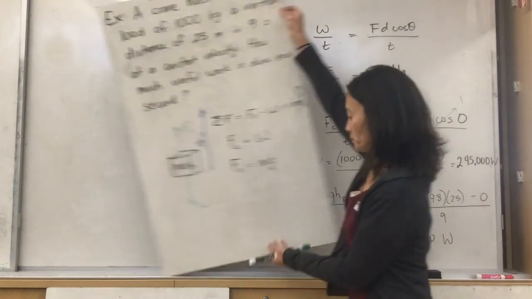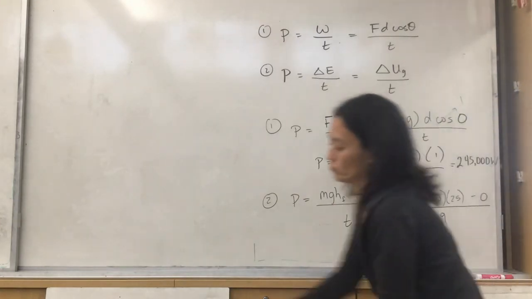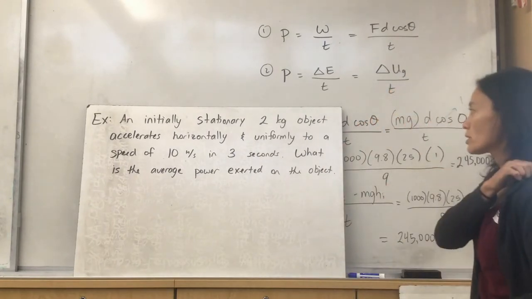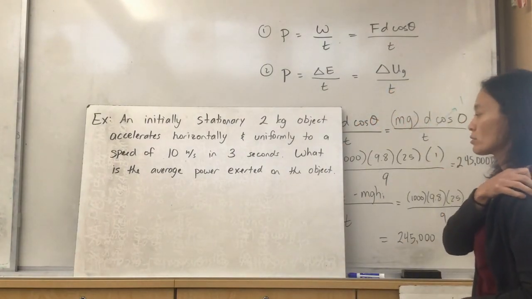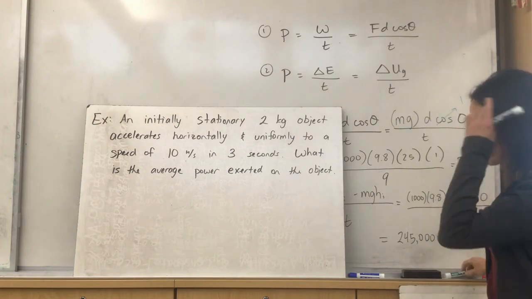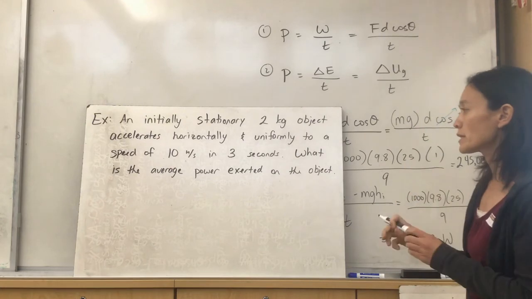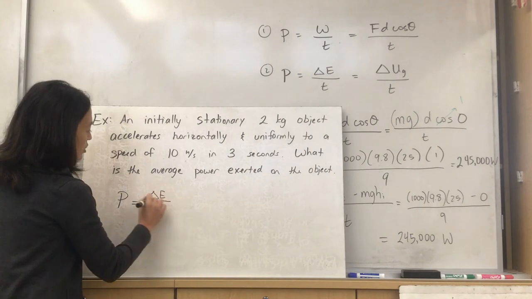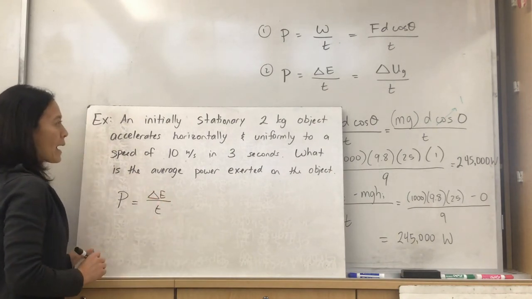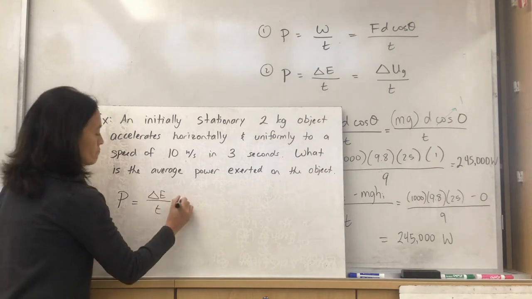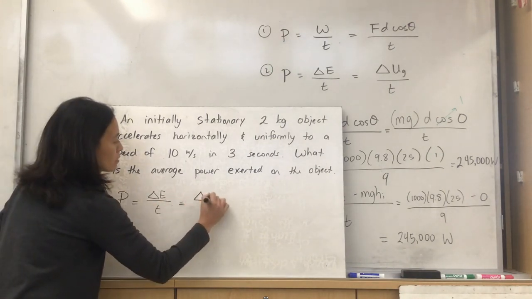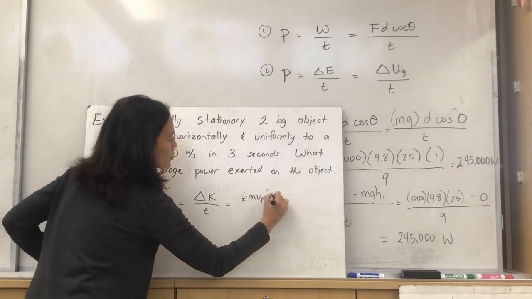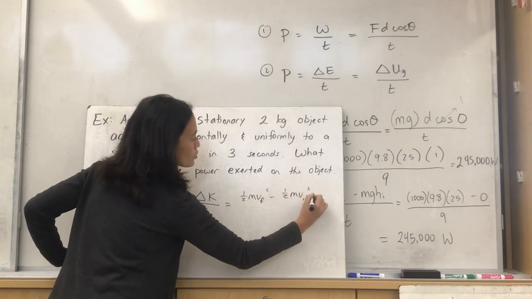Okay, one last example. This one says an initially stationary 2 kilogram object accelerates horizontally and uniformly to a speed of 10 meters per second. What is the average power exerted on the object? So in this case, we're going to look at it through the lens of energy. Power is equal to the change in energy over time. It is changing kinetic energy. So pretty straightforward: one half m v final squared minus one half m v initial squared, over time.